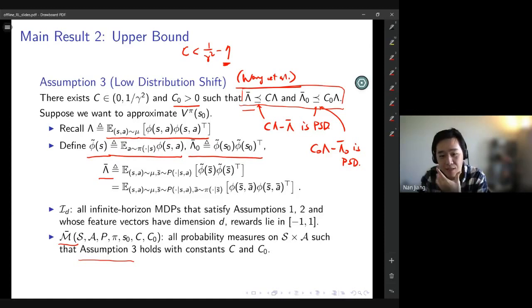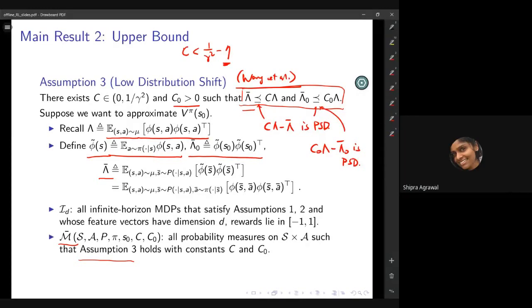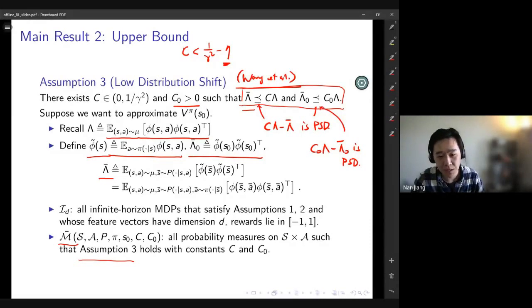So really, this is saying something like nearly on-policy, because if you're fully on-policy, then S bar and A bar would have exactly the same marginal as S and A, right? So in that case, C and C0 would be something like 1. But you don't have a way to know C0, right? I guess you don't, but your algorithm, at least LSPE, probably doesn't need to know that.